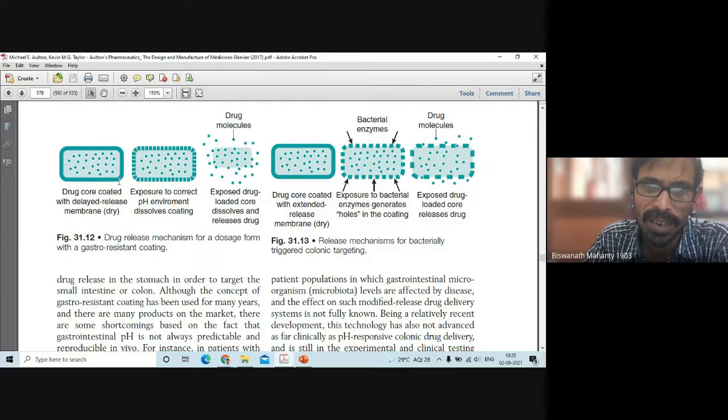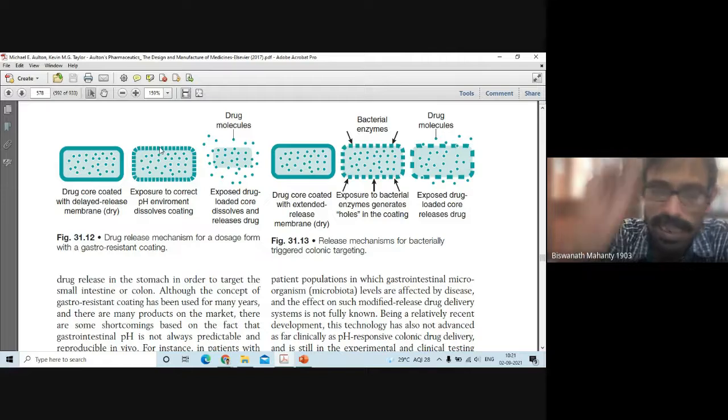You see, I cannot have the drawing here. So basically, the gastrointestinal concept is a drug core coated with a delayed release membrane. So we are going to have a membrane. I want to protect the drug from releasing into the stomach. So there are multiple ways we can do it. We are coating it first. Then exposure to the correct pH dissolves the coating. This is the most widely used formulation type.